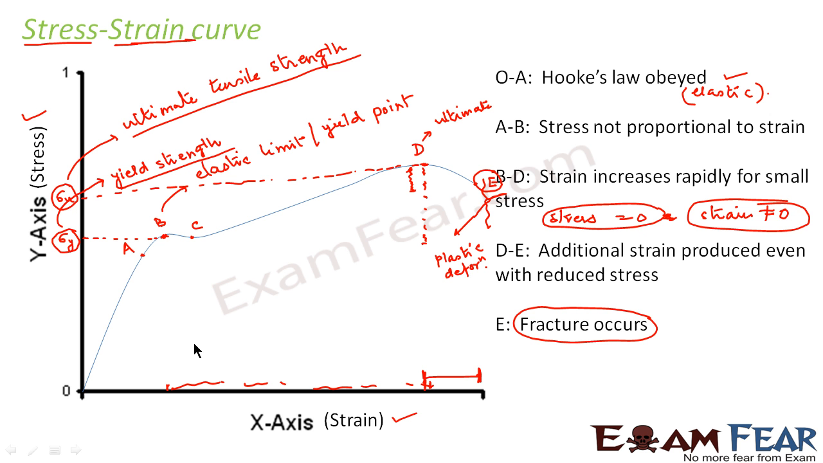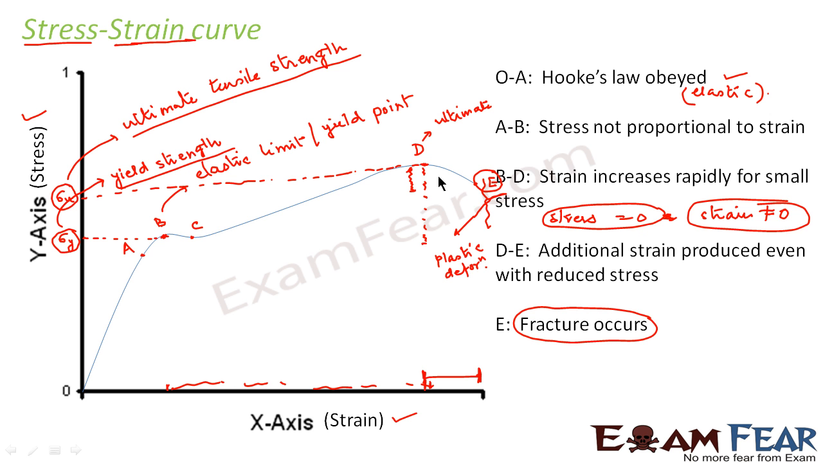Now from point B to point D, even for a small change in stress, the strain increases. That is, the increase in strain is more when compared to the increase in stress. So if the body is deformed, even after the force is removed it does not come back to its original shape. This region is the region of plastic deformation. Point D has a corresponding stress known as the ultimate tensile strength. That means this is the ultimate strength that the body can bear.